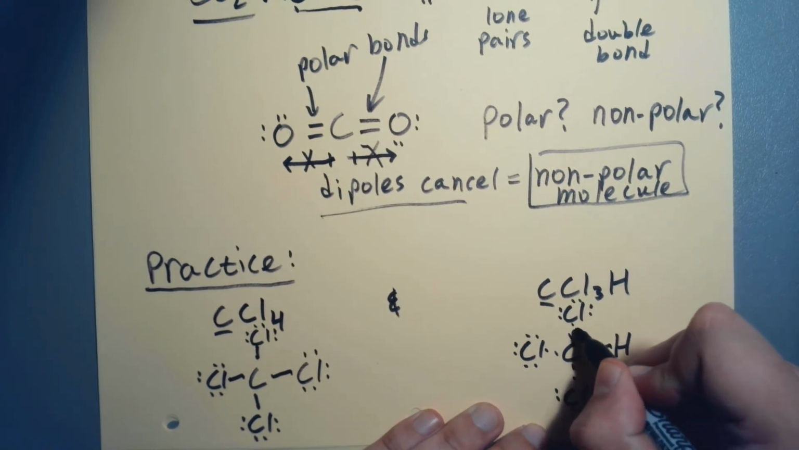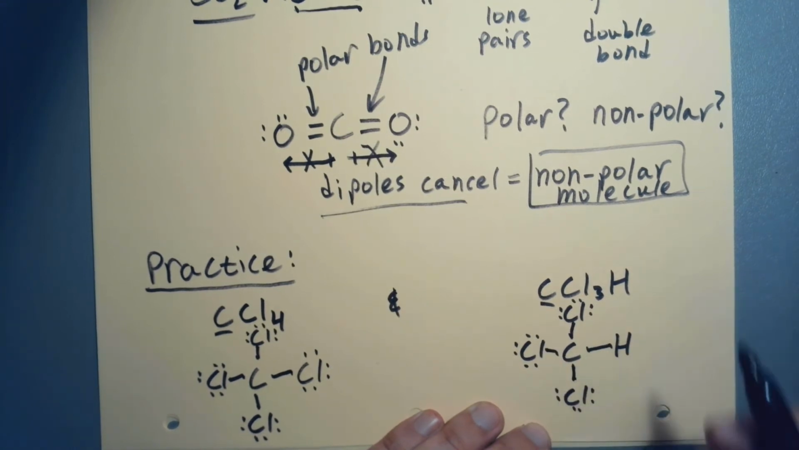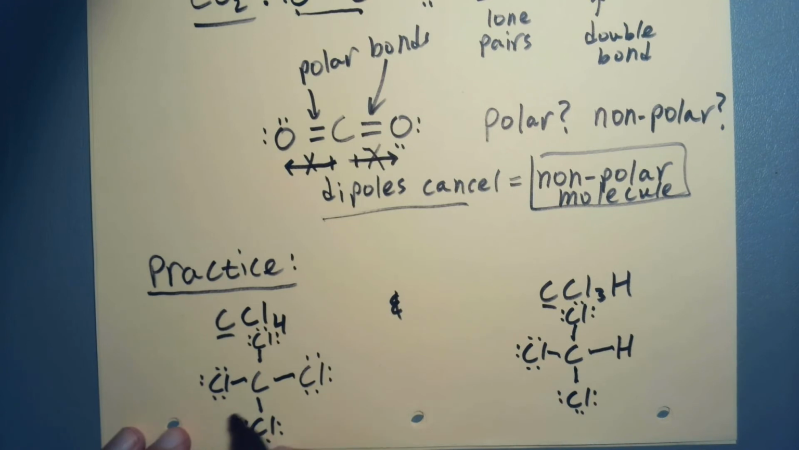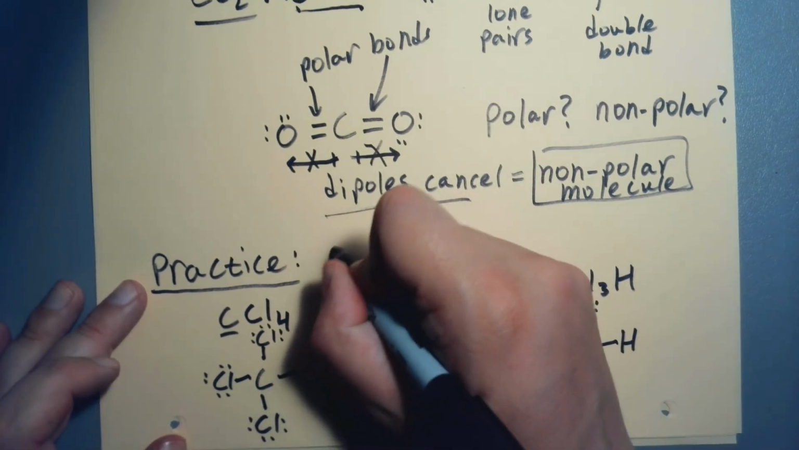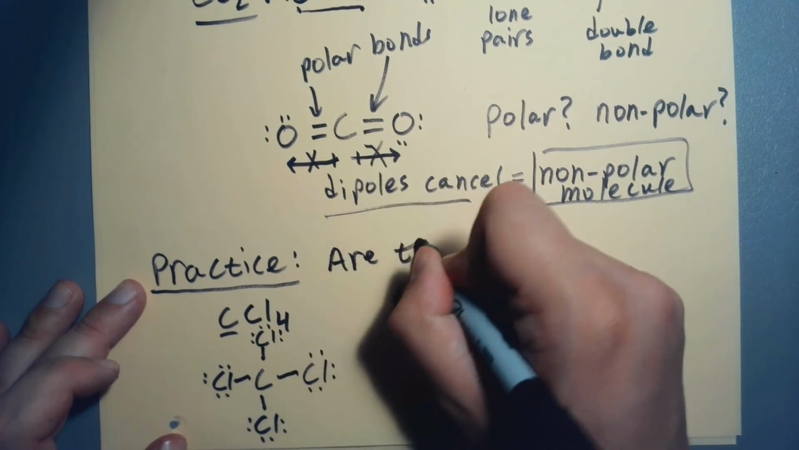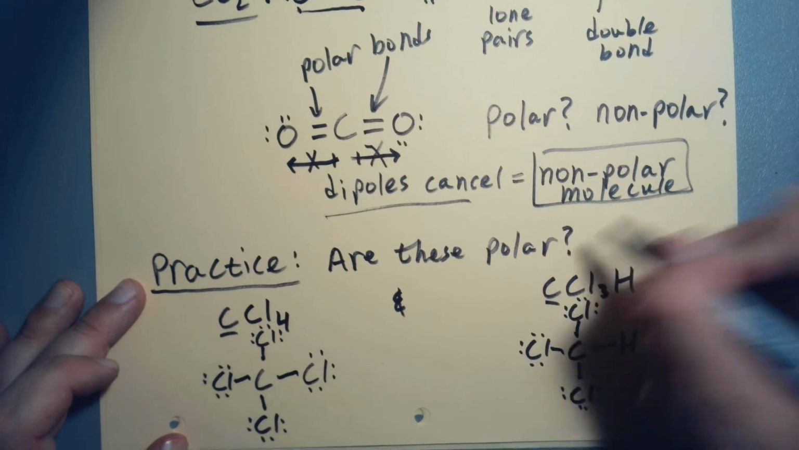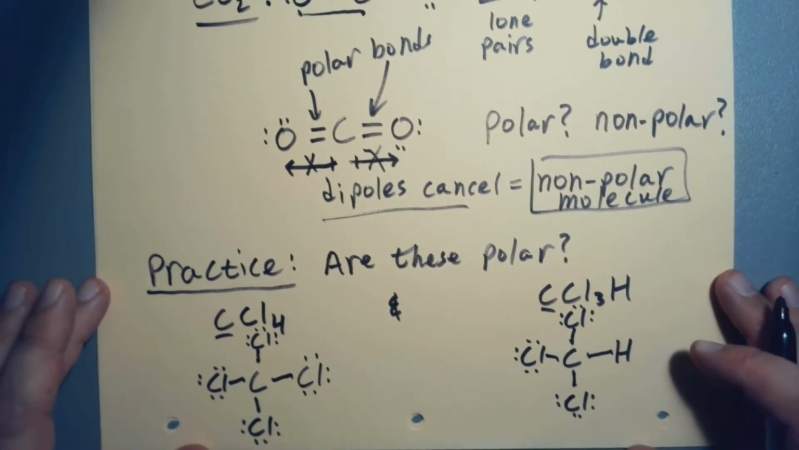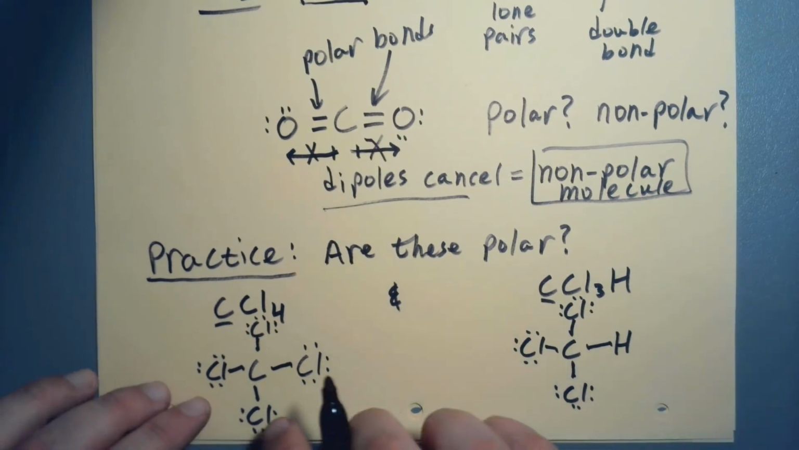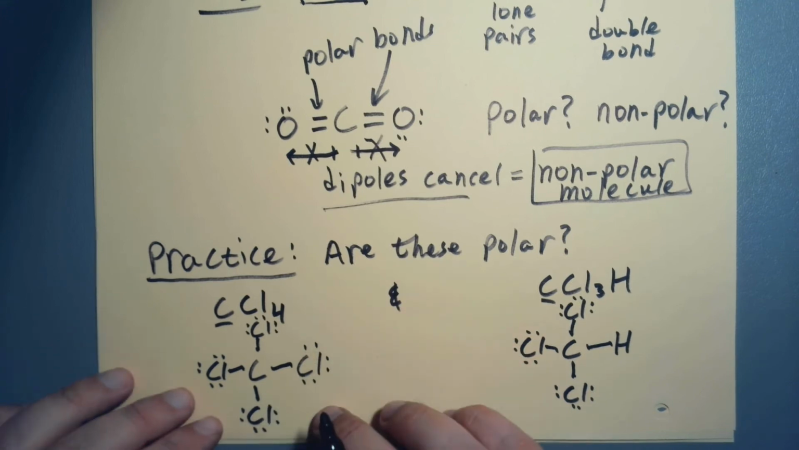Boom. Oops, I left a dot off. There it is. It was there the whole time. Line, line, line. So we have 4 single bonds, 4 single bonds. Okay. Are these polar? Well, we've drawn our Lewis structures. Does this have polar bonds? Yes, so it could be polar.